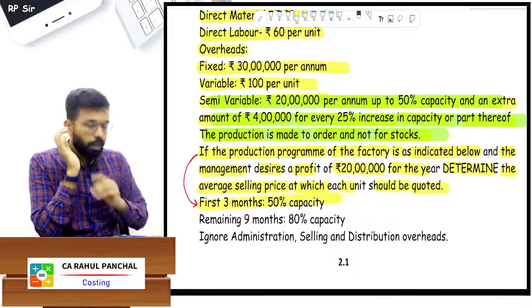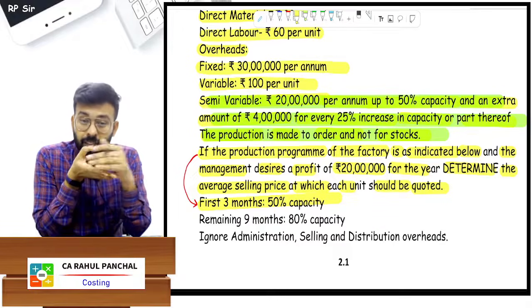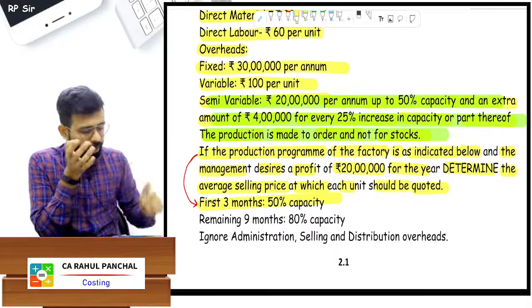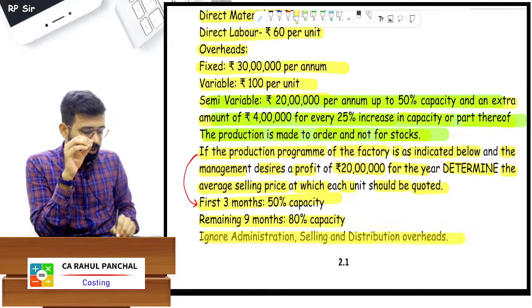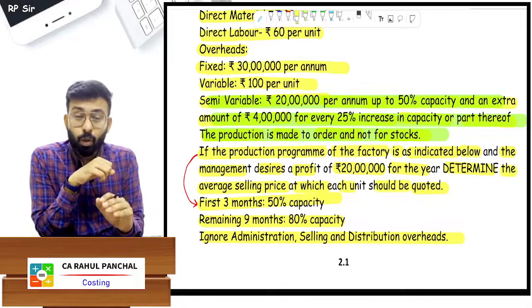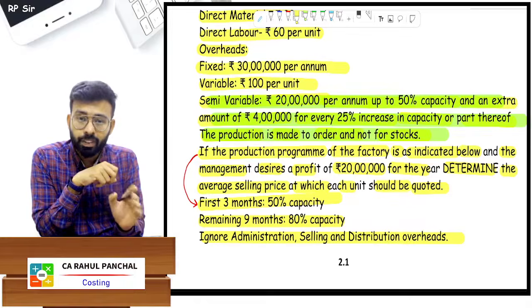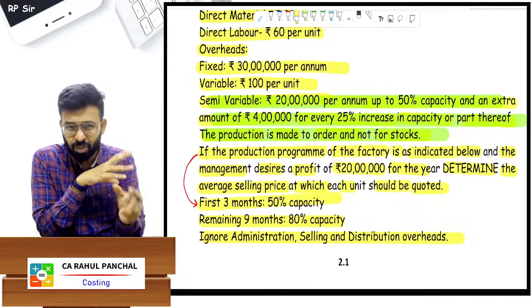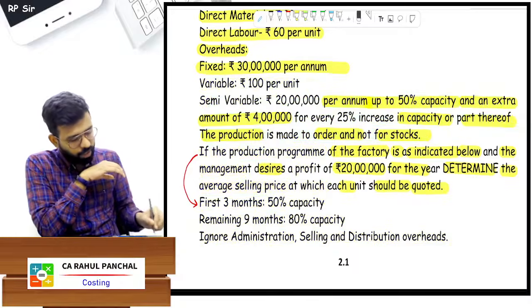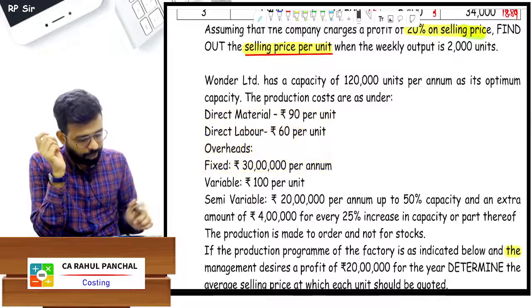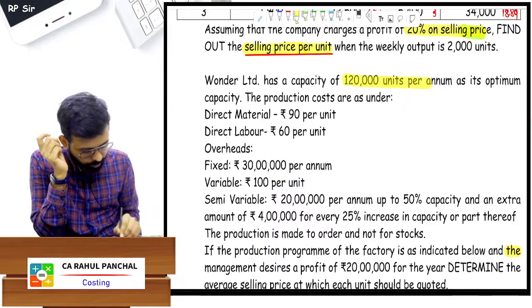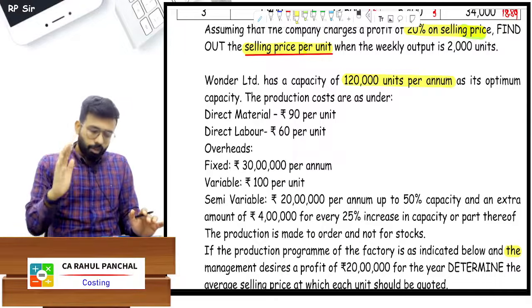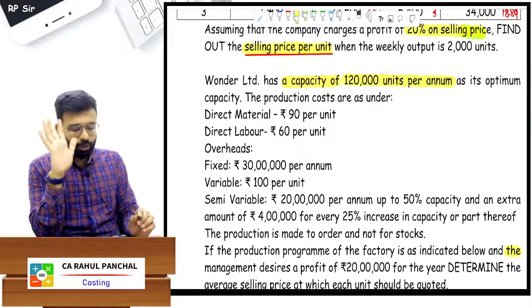You can see your direct material, your first 3 months you will work at 50% of the capacity. Remaining 9 months you will work at 80% of the capacity. Ignore administration, selling and distribution. Anyways, if the question is silent, we always ignore administration and selling and distribution. If it is not given, we always ignore that. Now, what I need from your side is, first of all, see, this is important: I have a capacity of 1,20,000 units per annum.